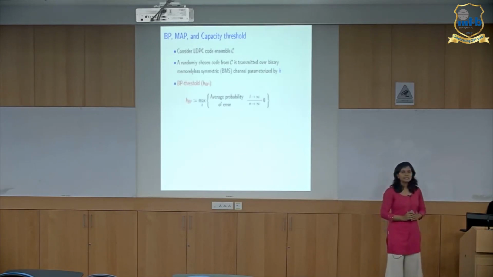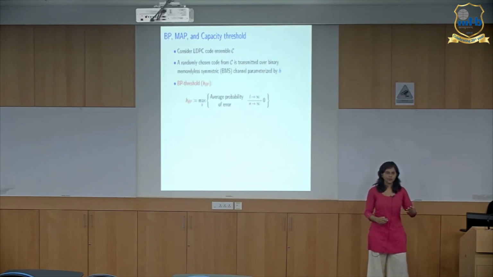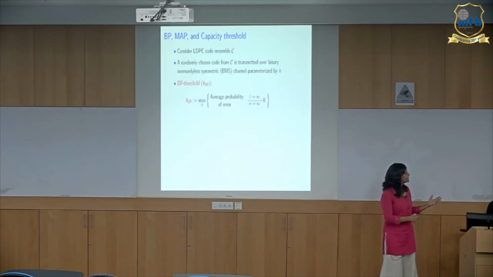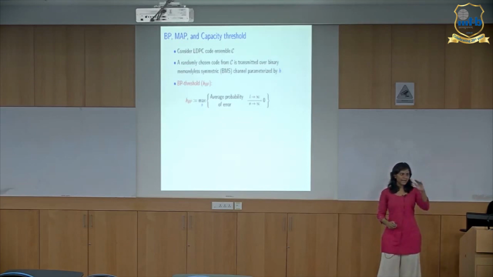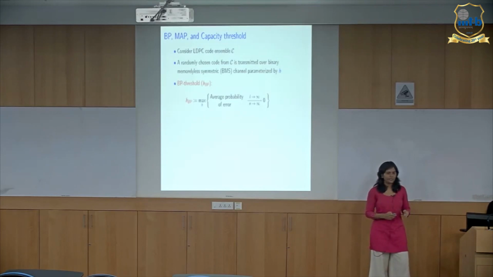Now, I define something called the BP threshold. This BP threshold is defined as the maximum value of the channel parameter such that the average probability of error using BP decoding goes to 0. Recall that ideally in reliable communication, we want to have 0 probability of decoding error, and the BP threshold is the maximum value of the channel parameter such that I can have reliable communication using BP decoding. Here I allow the number of iterations L in the BP decoding to go to infinity, and also I am allowed to choose codes of infinite length.